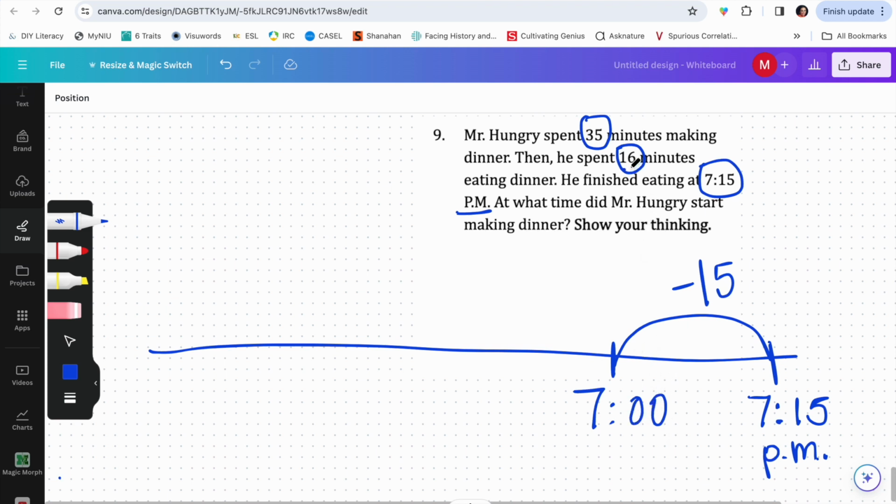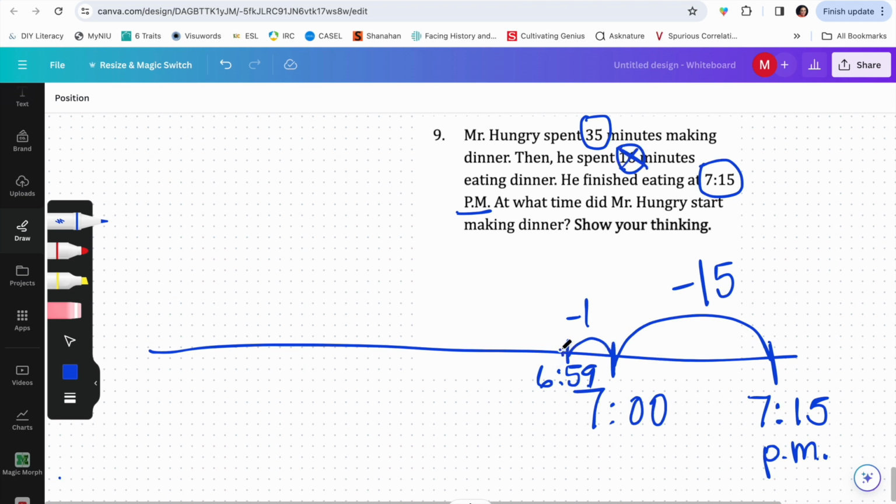But of course, I'm not looking for 15 minutes. He spent 16 minutes eating dinner. So we need to hop back one more minute to have our 16 minutes. So if we're at 7 o'clock and we go backwards 1 minute, it's going to be 1 minute before 7, which is 6:59. So we have our 16 minutes. We have 1 and 15 all accounted for.